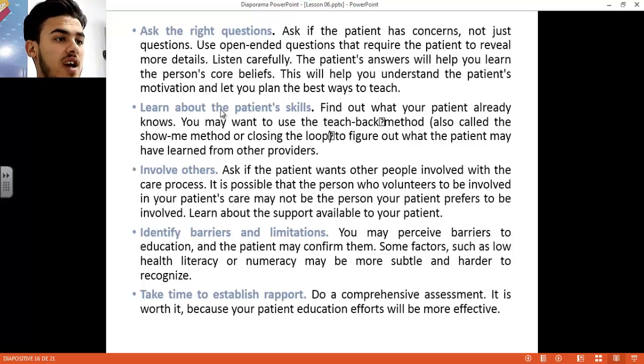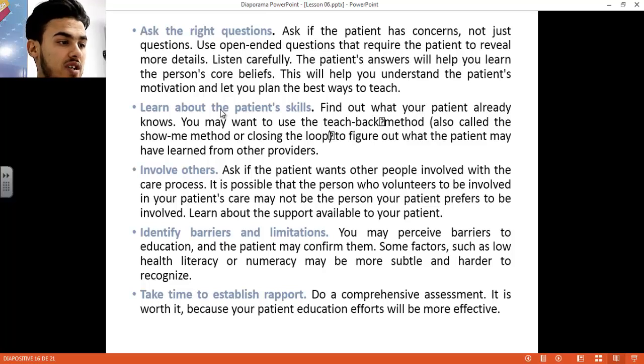Involve others. Ask if the patient wants other people involved in the care process. It is possible that the person who volunteers to be involved in your patient's care may not be the person your patient prefers to be with. Learn about the support available to your patient. So here, when we involve other people, we are not obliged to involve other teammates or other people we know. We first must ask the patient about any person he would like to join during the therapy or treatment.